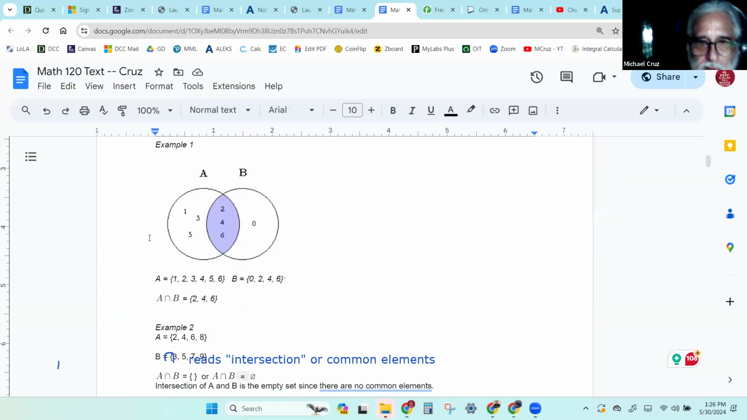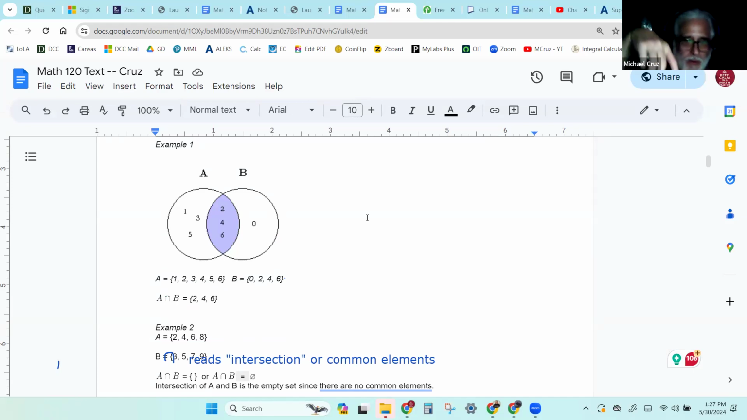So let's look at an example. We've got a set A that's got 1, 2, 3, 4, 5, 6 in it. We've got a set B that's got 0, 2, 4, and 6 in it. And then 2, 4, 6 are the ones that are in both of them, highlighted in blue. So A intersection B is 2, 4, and 6.